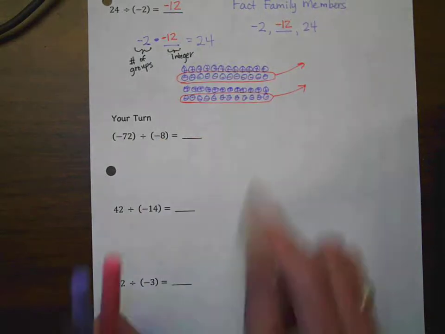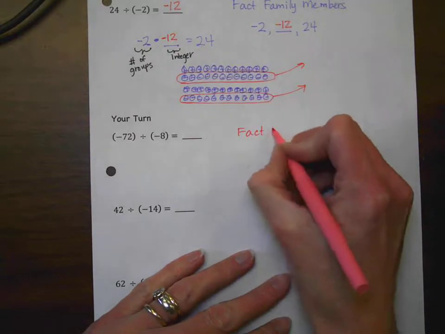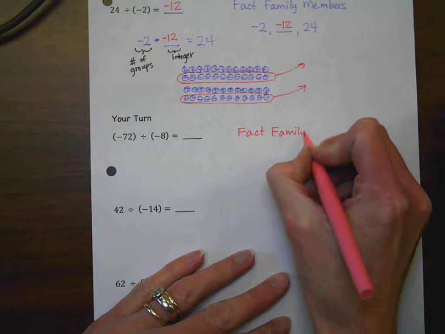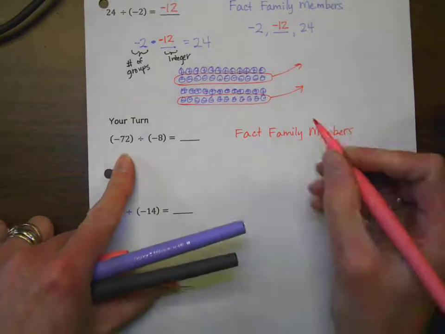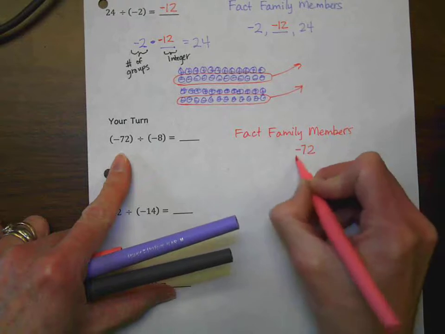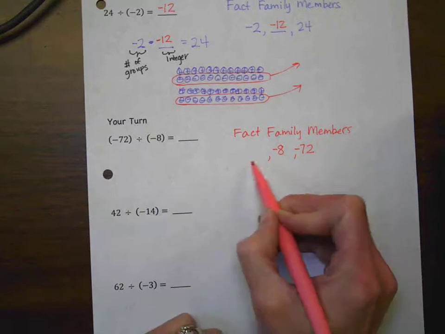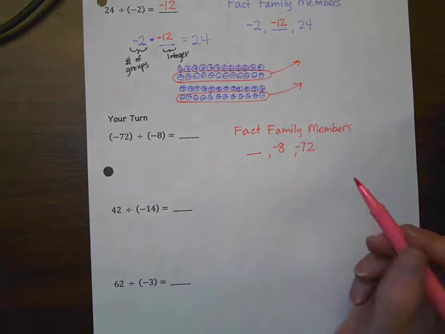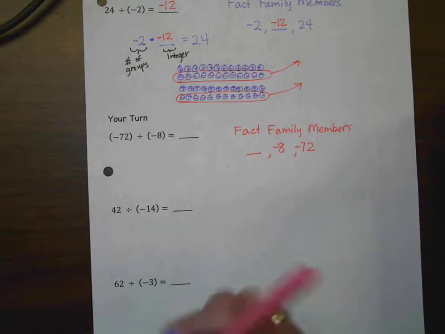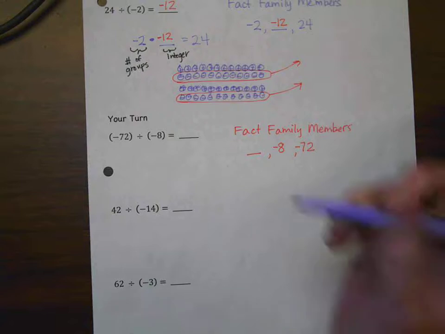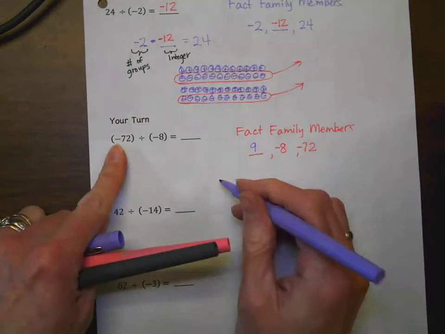So 72, 8, and what is the fact family for this one? Well, I know that I have a negative 72. I know that I have a negative 8. And what I'm trying to find out is what is the missing member. Well, I know from my math facts from long ago that 9 times 8 equals 72. Now I just have to decide, is that 9 going to be a negative or a positive?